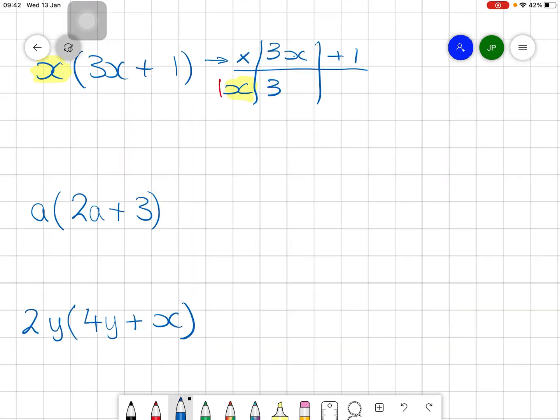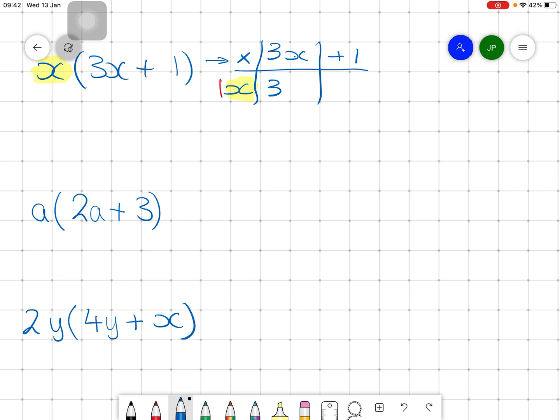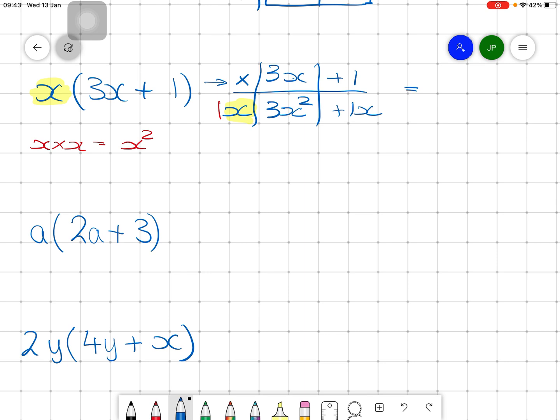And I can do x times x. Now we should remember from last lesson, when I do x times x, my answer becomes x squared. So we should get 3x squared. Then 1x times 1 gives me a positive 1x. We can then write out our answer, taking what's in here, to become 3x squared plus 1x. You do not necessarily need that 1 in. If you haven't got the 1 in, that's perfectly fine. It is exactly the same thing.